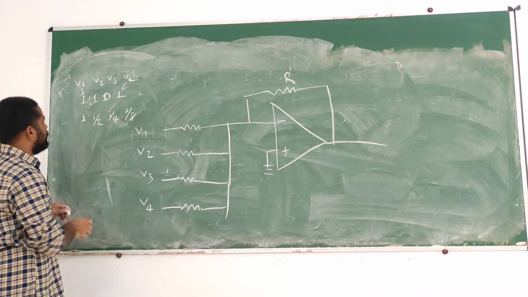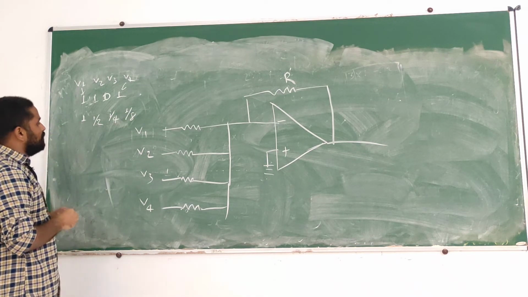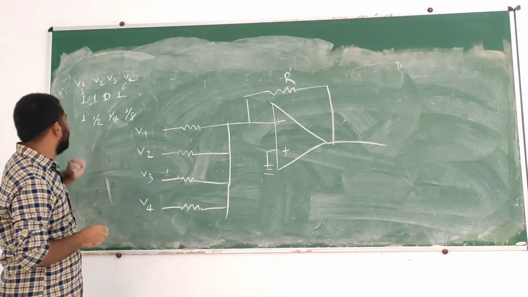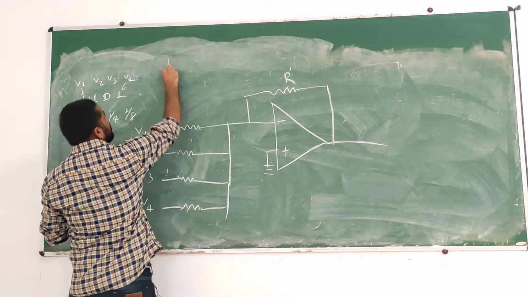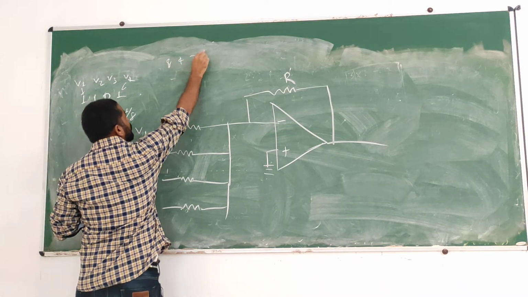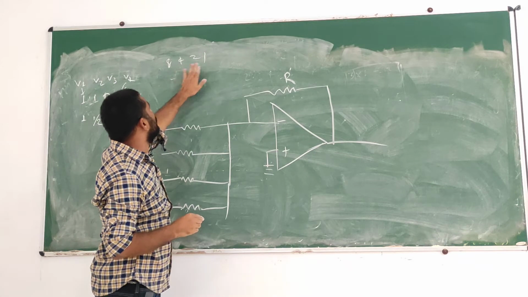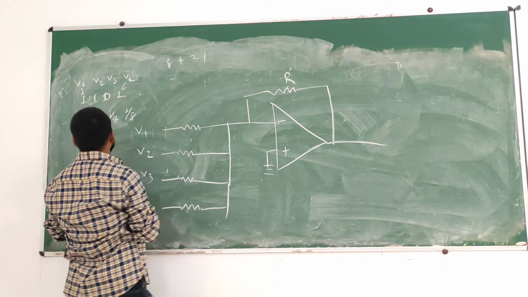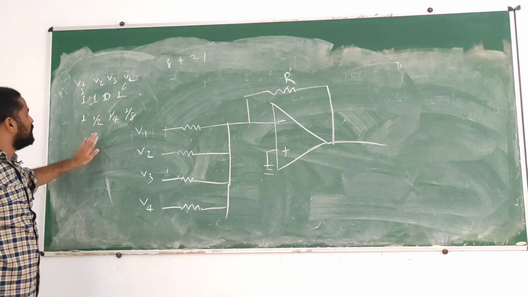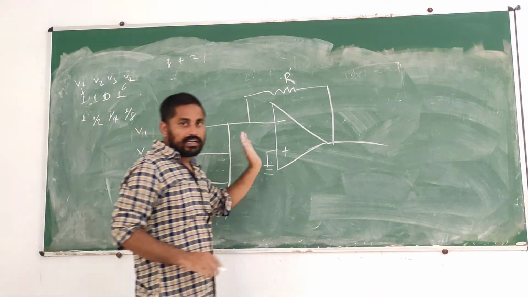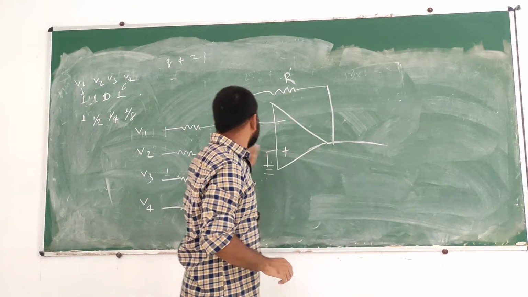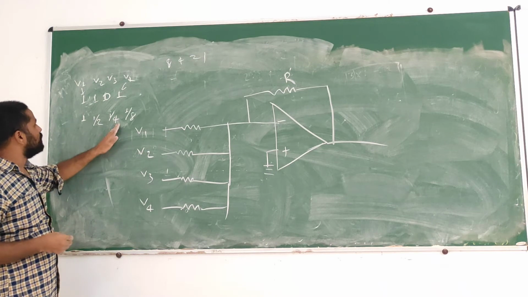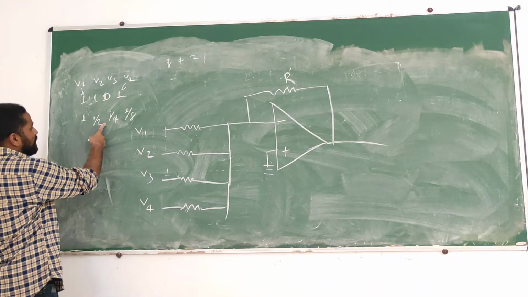Now for V1 we need the gain of 1, for V2 we need the gain of 1 by 2, for V3 we need the gain of 1 by 4, because in digital we have seen 8 4 2 1. This is how the gain is getting divided by 2. So if we want the analog corresponding to the digital voltage, we need to divide the gain by 1 by 2, 1 by 4, divided by 2 again and again.